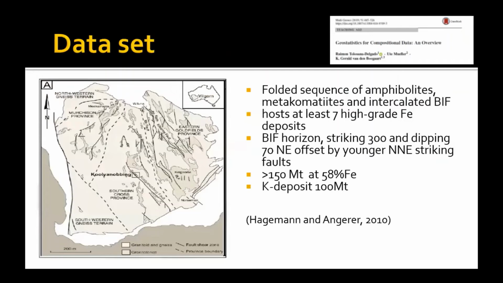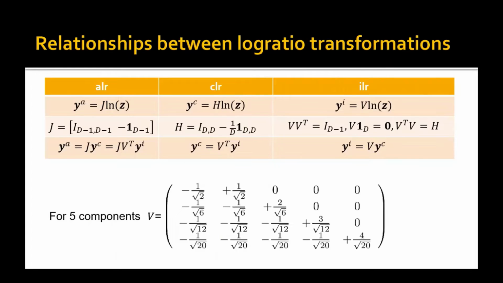But just very briefly, that's first of all the various relationships. And I forgot to talk about that last line. In that last line, you see how they are related. So the ALR transform can be written as J times the standard log ratio, and can also be written as J V transpose times the intrinsic log ratio transform data, and so on. So you can move between them.